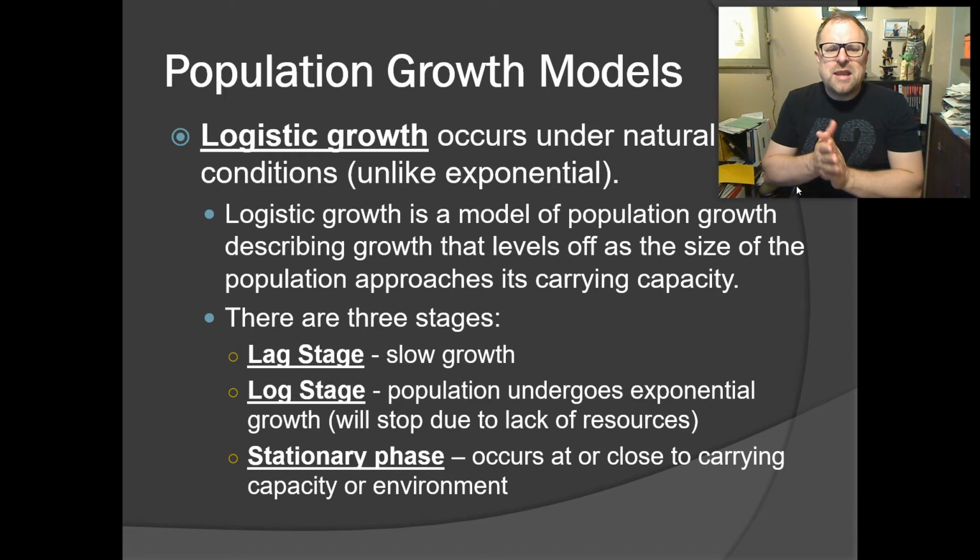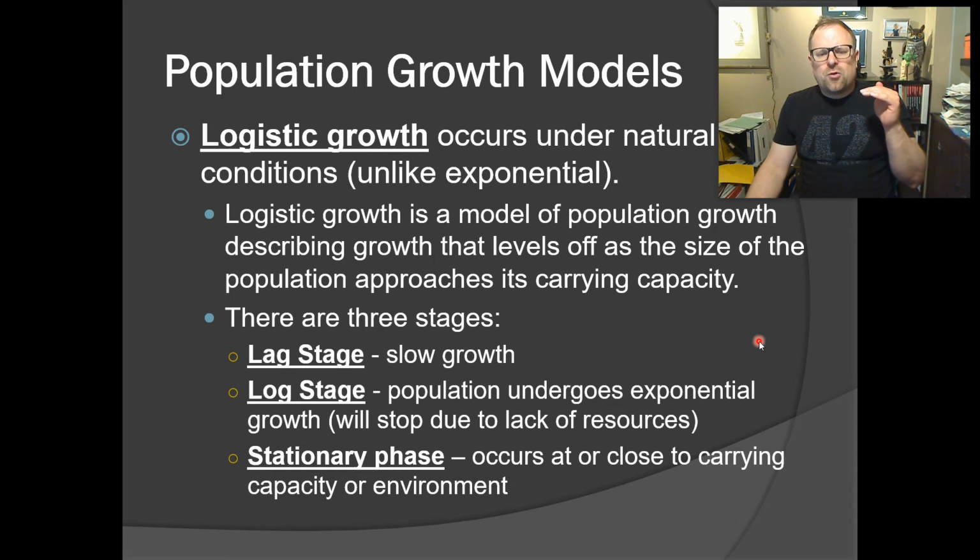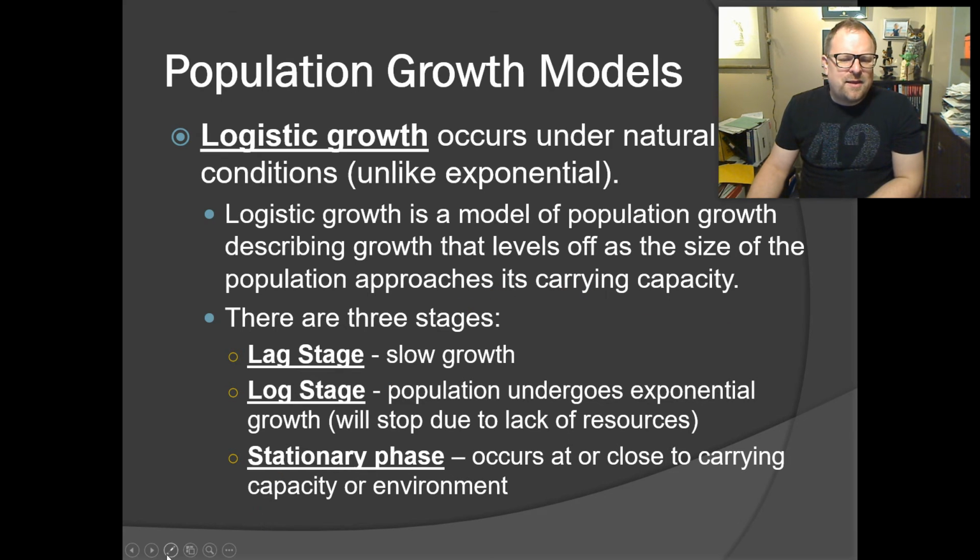It occurs in natural conditions, unlike exponential growth. Logistic growth is a model of population growth describing growth that levels off when we hit carrying capacity. And that is the key bit. So we're bringing carrying capacity back in here. Remember, carrying capacity is the number of individuals of a population that an ecosystem can support. And once we get to that level, the population always levels off at that point.